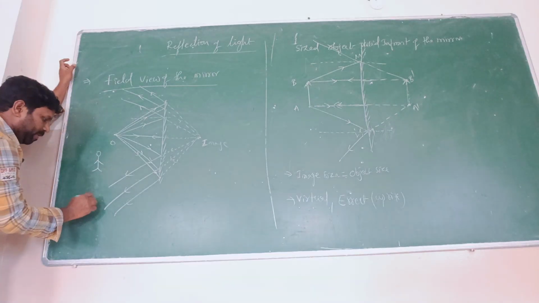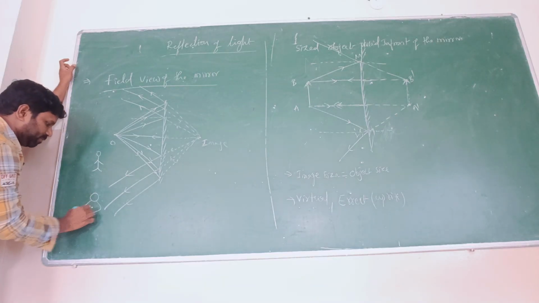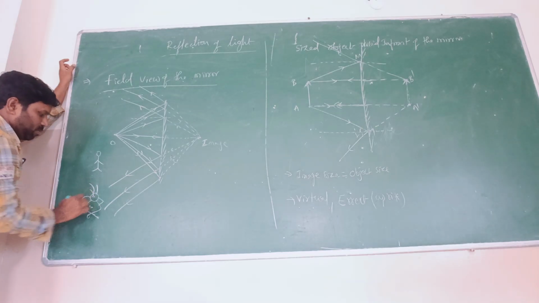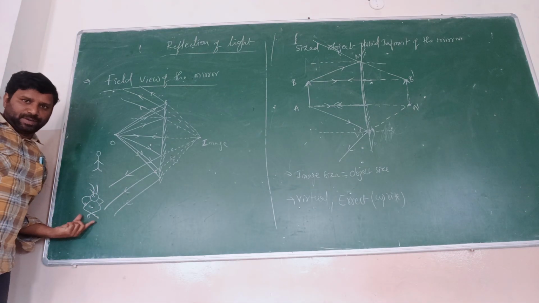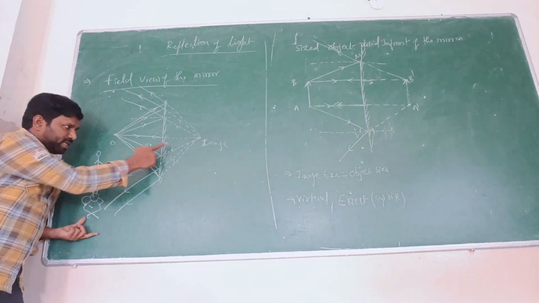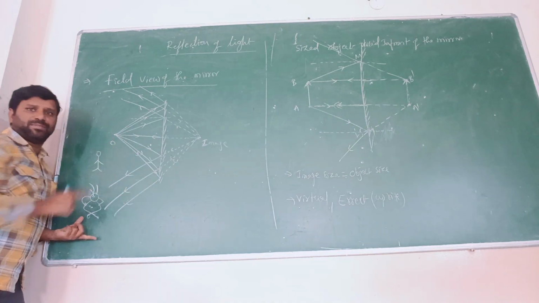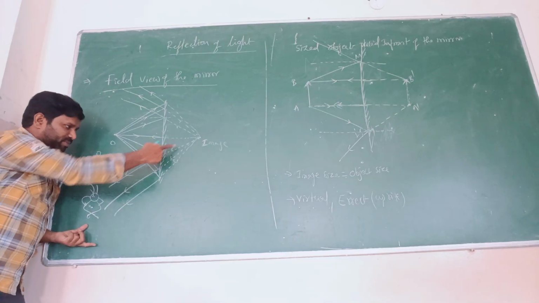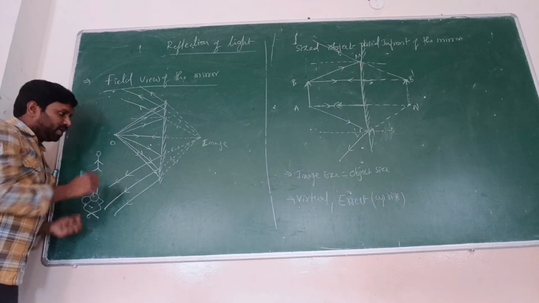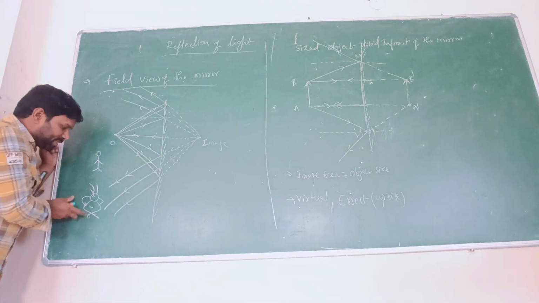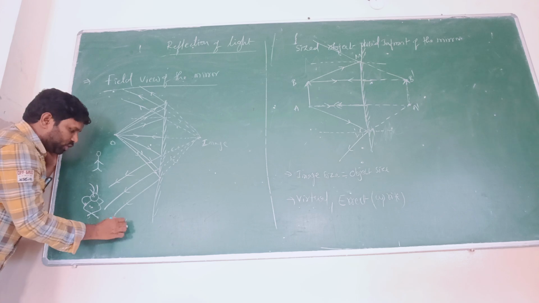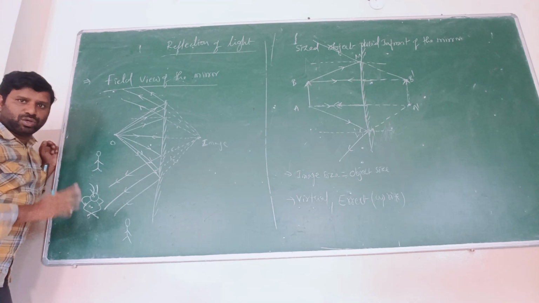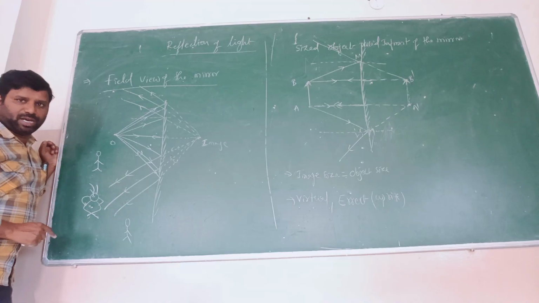Instead of here, the person sits here. He is observing the image. Can you see the image of the object? Yes, definitely, because the light rays are coming from this point; they appear to come from this point. Now instead of sitting here, the person is standing here. Can you see the image of the object? No, you couldn't see the image of the object.